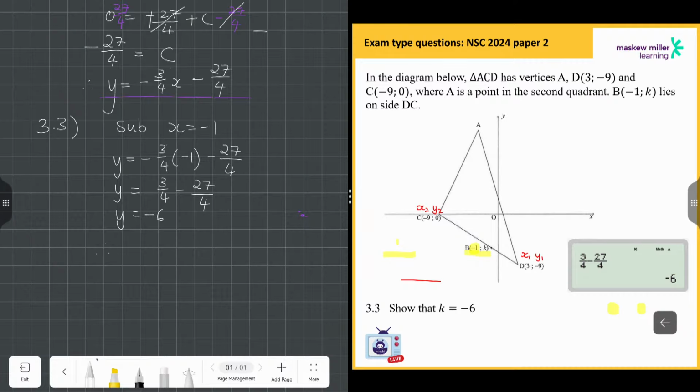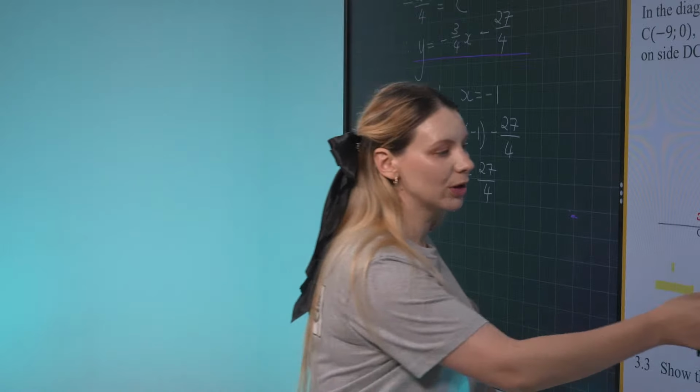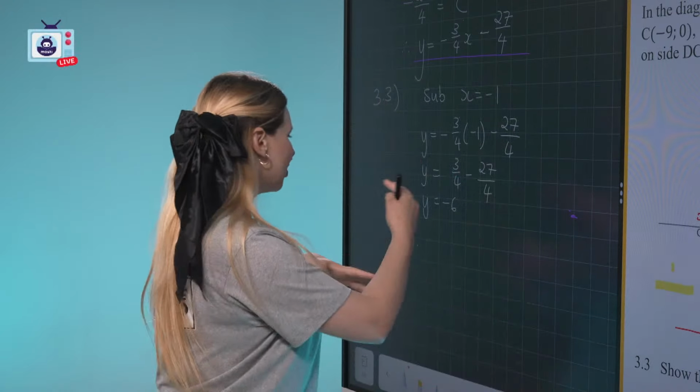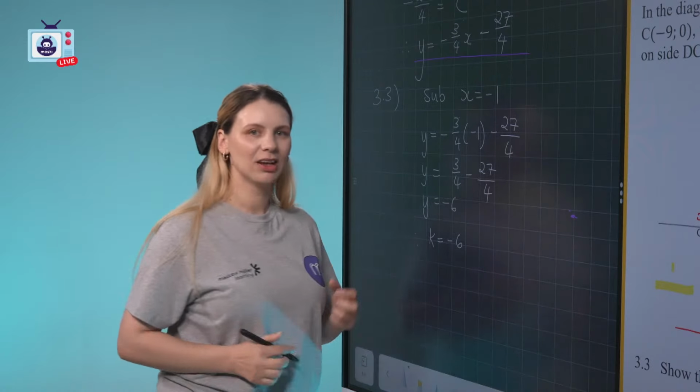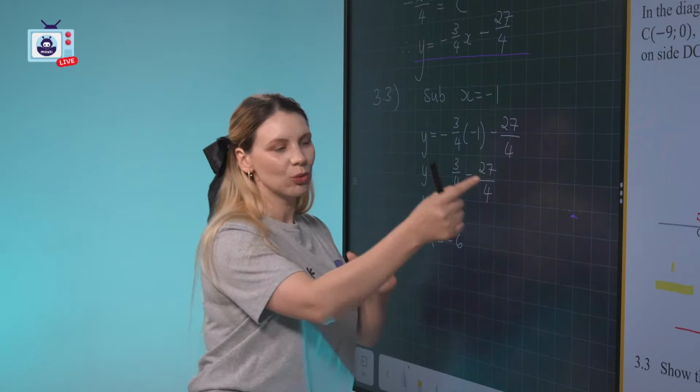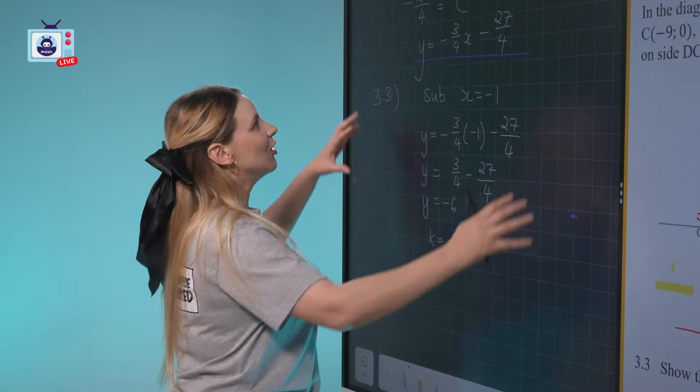And have we actually answered the question? Not quite, because we said y equals negative 6, and they told us to prove that k equals negative 6. But remember, the y coordinate of point B is equal to k. So we just have to say, therefore, k is equal to negative 6, because k is the y coordinate of point B.